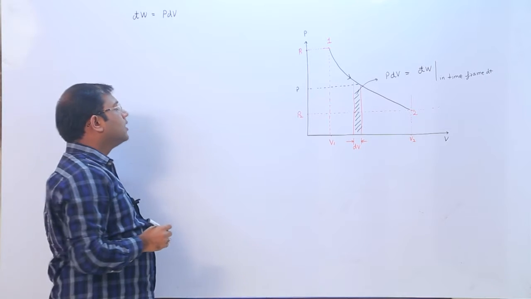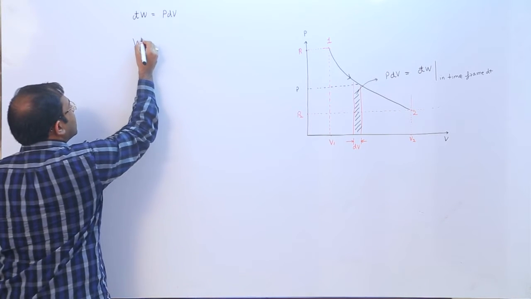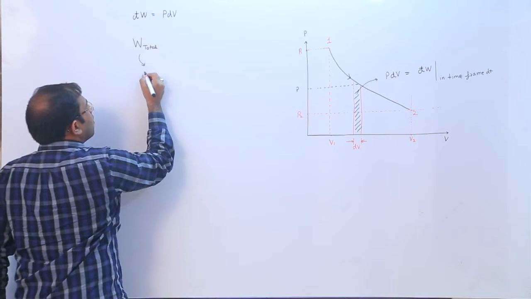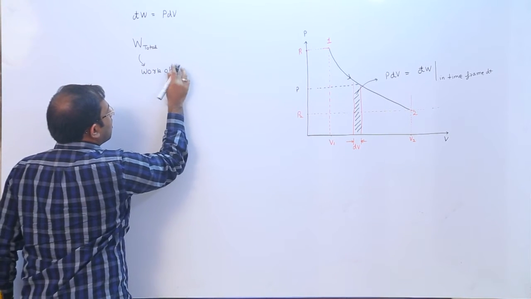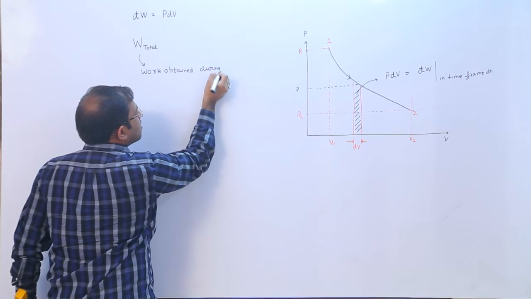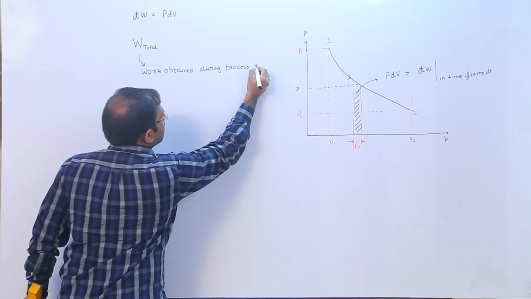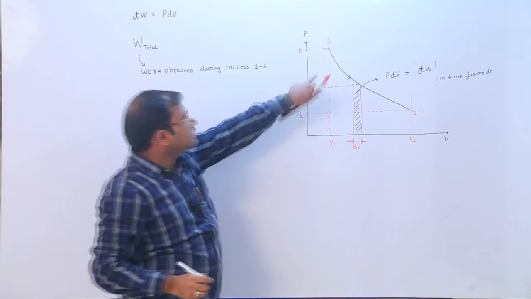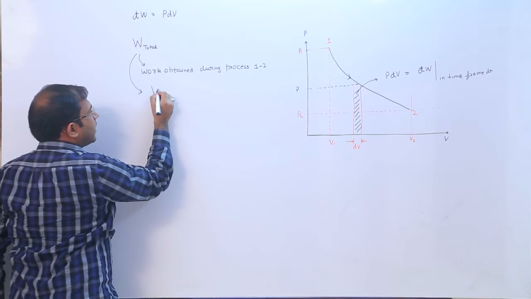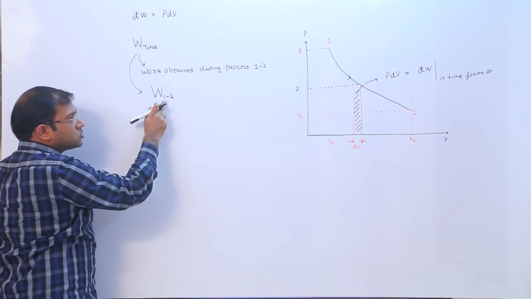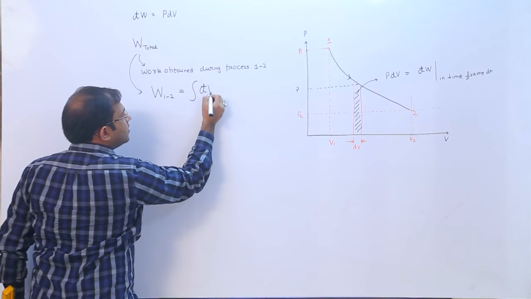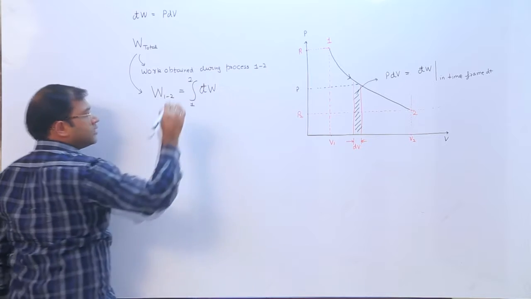Now see students, what if I need to find W total? What do we mean by W total? That means work obtained during the process 1 to 2, that is, when the system is going from state 1 to state 2. This W total can also be represented by W1 to 2 as the system is going from state 1 to state 2, and that will be nothing but the integration of this dW from state 1 to state 2.